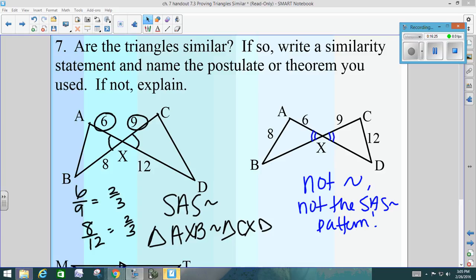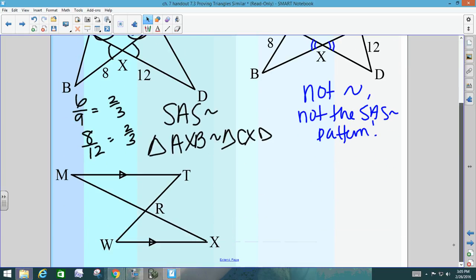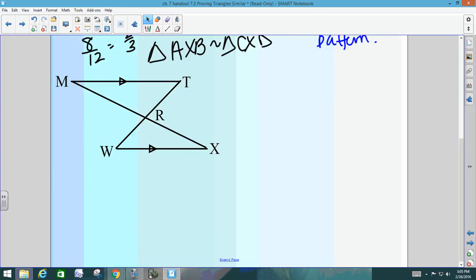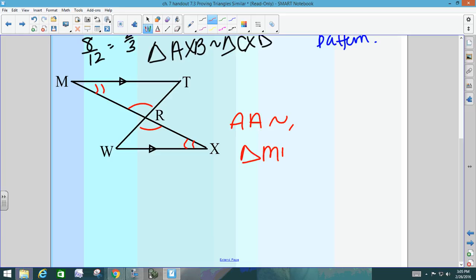All right, C. Look for angles first. Do you have any pairs of congruent angles? What are they? Vertical. Any other? Alternate interior. So like X would be congruent to M. Good. Can I do T and W as well? Yeah, do I need to? Because I already have my two pairs. So these triangles are similar by angle, angle. Triangle MRT similar to XRW.